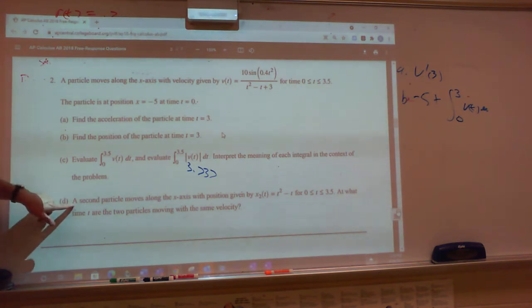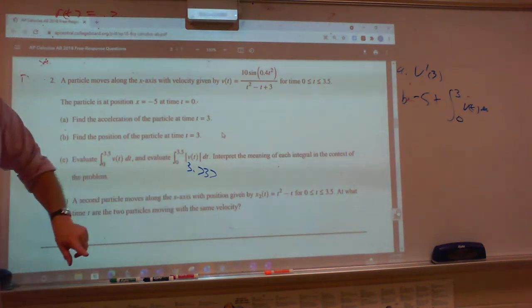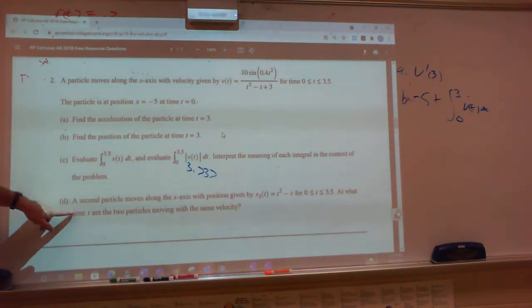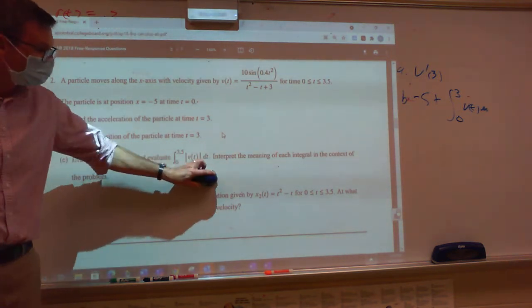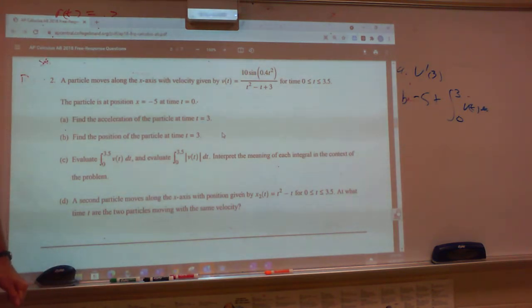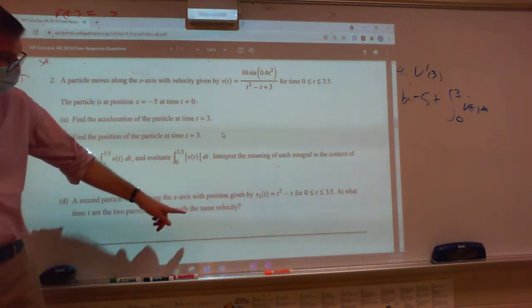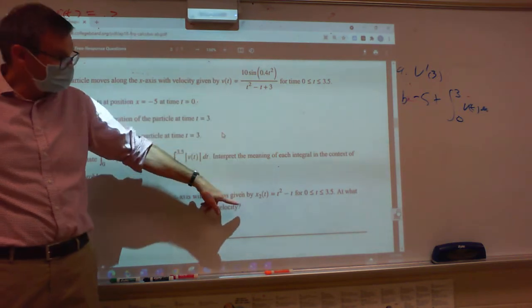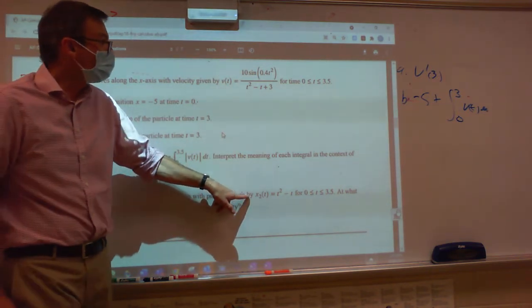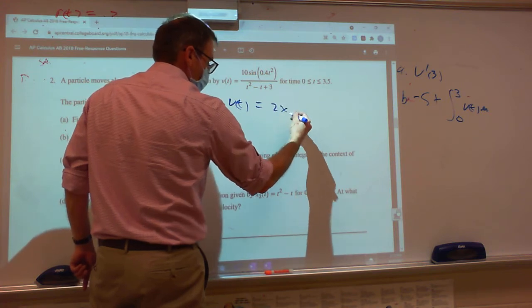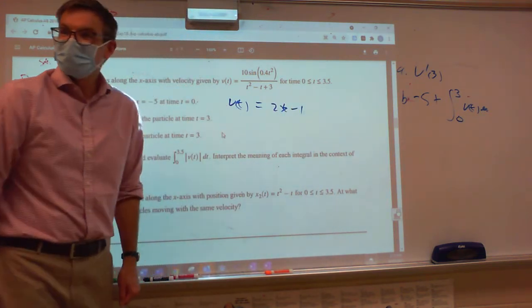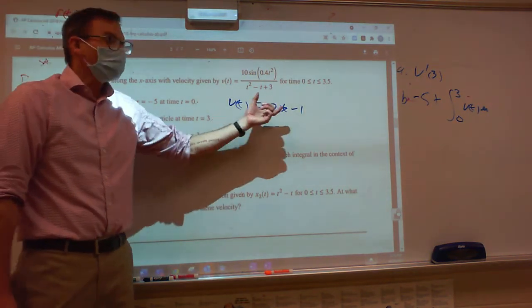Okay. Part D, a second particle moves along the x-axis with position given by this, so that's our position. At what time are the two particles moving at the same velocity? All right? So what do we do? You have to graph it. Well, eventually, but all right, what equation am I going to solve if I want the same velocity? That is its position, so you're going to solve. Are we okay that this is not velocity? How do we get velocity? Take the derivative. And so what I'm interested in is v of t, which is this mess, equaling 2x minus 1. Does everybody understand? Yeah, plug both of them in, find out where they cross.